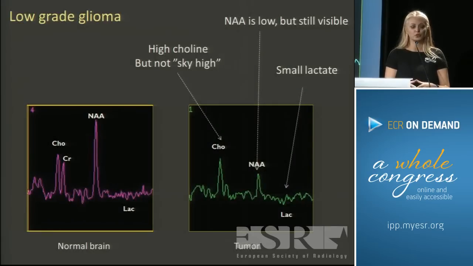So low-grade tumors have a tendency to have a higher choline, but it never goes very high. It's just a little bit high. NAA is low, but it's still visible. If we look at the angle, this would be the normal one, and that's pathological one, but it's not really very steep.